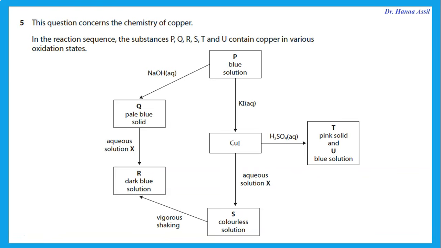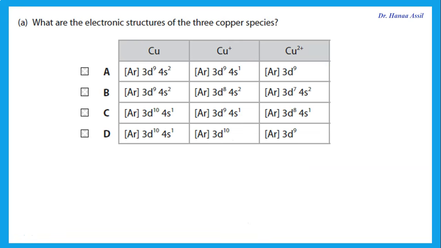This question concerns the chemistry of copper. In the reaction sequence, substances P, Q, R, S, T, and U contain copper in various oxidation states. And the question first is, what are the electronic structures of 3 copper species? So we're looking for the electronic structure for the copper metal, the copper +1, and the copper 2+ ions.